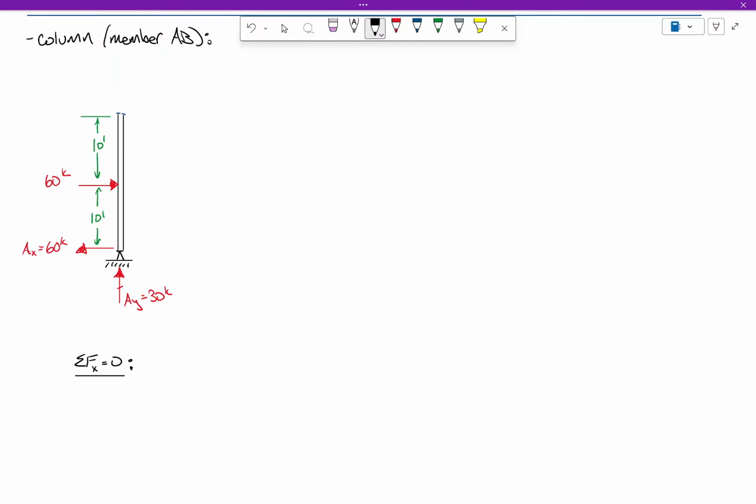What is this? 60 to the left. What is this? 60 to the right. So if I'm talking about horizontal force equilibrium, if I've got 60 kips going to the left, 60 kips going to the right, what's my unknown horizontal force right here? 0. Okay? So I'm going to call this Bx as 0. And I'm calling it Bx because this is point A, this is point B. Okay? Now what about summing forces in the y direction?